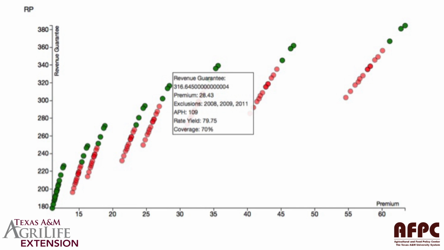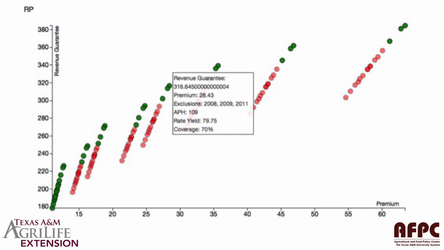If you hover over each circle, it's going to pop up a little box like this, and inside it says revenue guarantee. Because this is brand new, we have decimal places up to, I don't know how far, but it's way too far. That's a lot of precision there. Basically, the revenue guarantee is $316. The premium is $28 on the bubble I clicked. The yield exclusions for that year were: exclude 2008, 2009, and 2011. The APH calculated, if you exclude those, would be 109. The coverage was 70%.